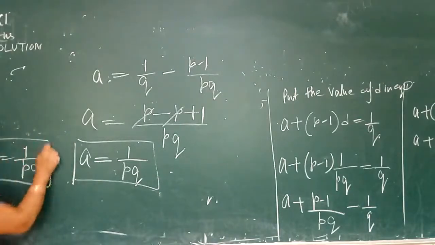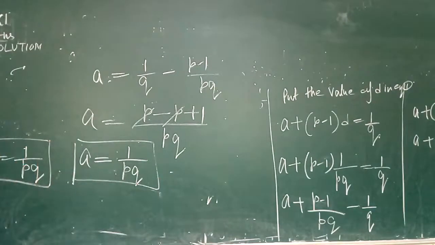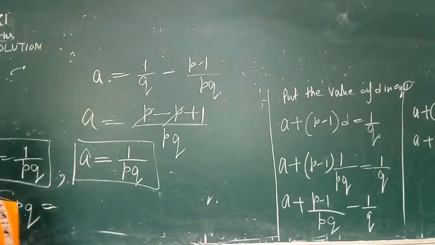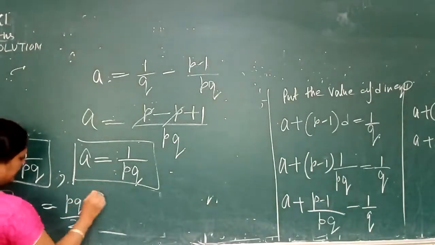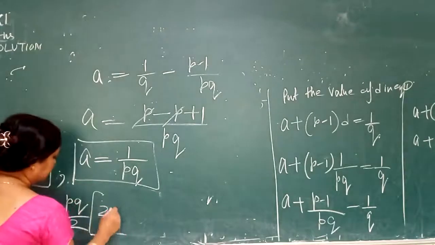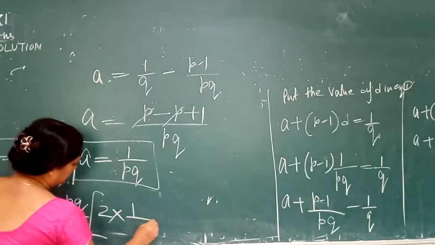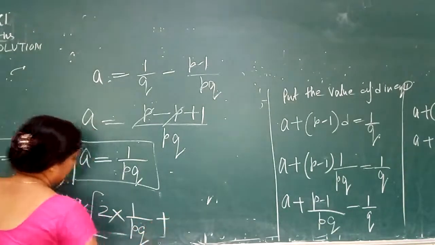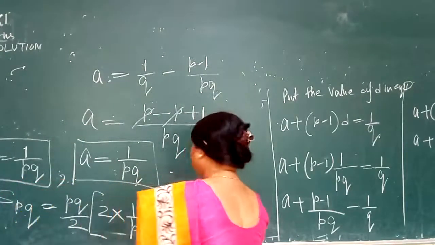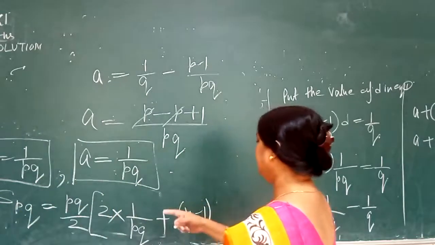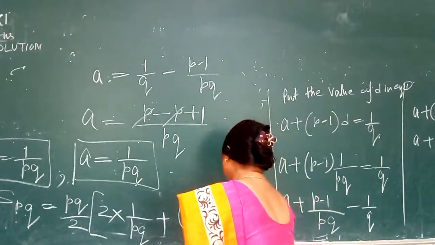Now we have to find out the sum of pq terms. We have to show that sum. So S_pq equal to, we know the formula is S_n equal to n upon 2 into 2a plus n minus 1 into d. So S_pq equal to pq upon 2 into 2a. What is a? That is 1 by pq. 2a plus n minus 1 into d. What is d? The d is 1 by pq.